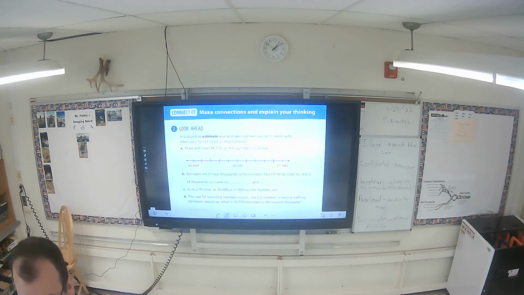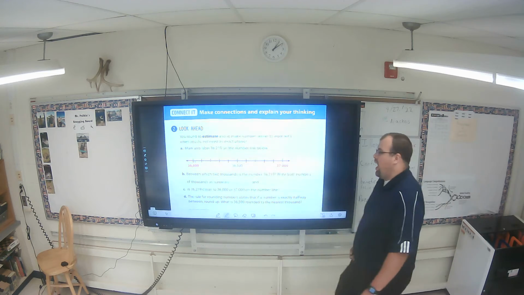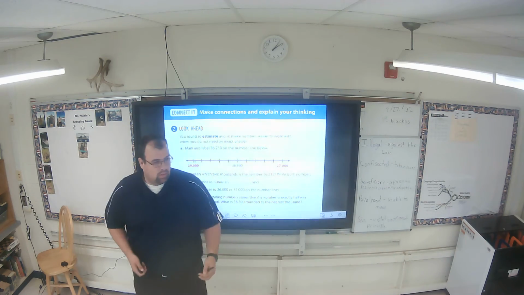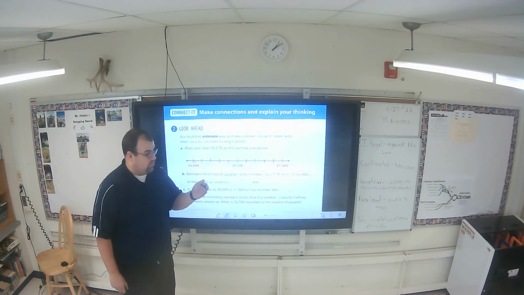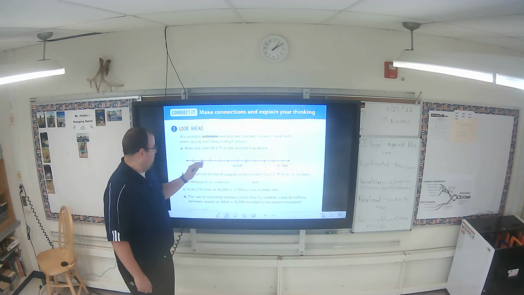So where would the 36,219 be roughly on this number line? It'd be between what 2 dashes? Jackson? It'd be between the second dash and the third dash. Yeah, between the second and third, closer to the second dash. It's going to be closer because it's only 19, right? So it's going to be somewhere right around here.